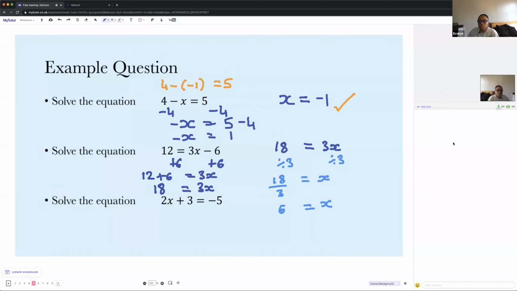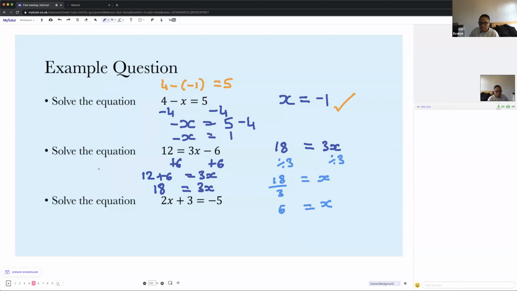Okay, so someone's asked a really good question. How do I decide what I want to minus or divide? So I'm guessing by that question you mean, like, when do you take away and when do you divide? So if we go through this question now, we've got 2x plus 3 equals minus 5. Now, remember, you have to do the same operation on both sides.